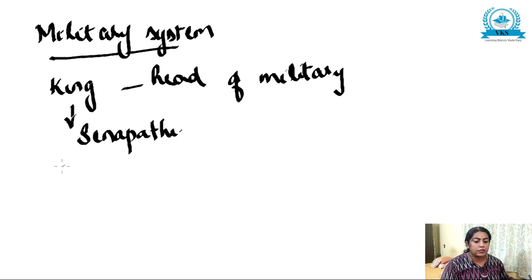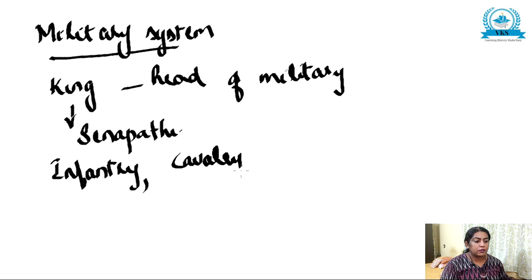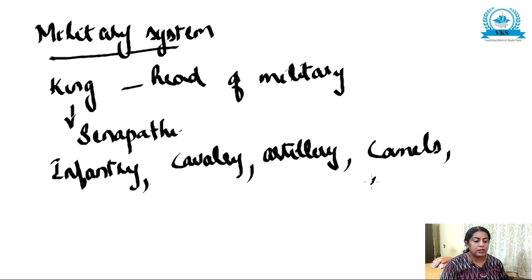And the military consisted of infantry, cavalry, artillery, camels, and elephants. So these were the different groups in the military. Infantry were there, cavalry were there, artillery, camels, and elephants.